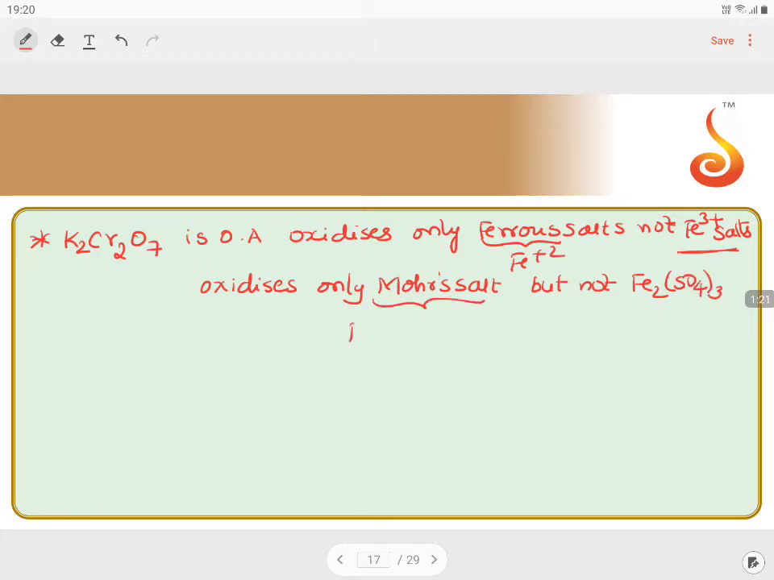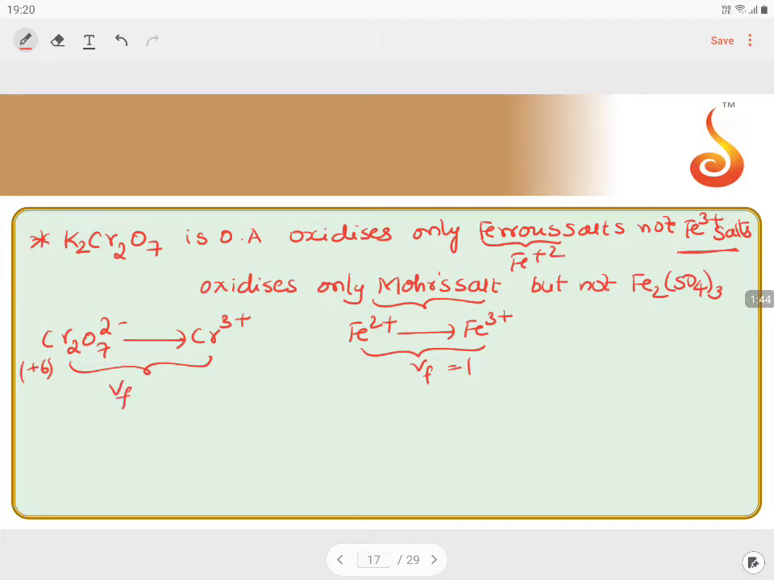Mohr's salt is a ferrous salt which will be oxidized to ferric salt, Fe3+, whose valency factor is equal to 1. K2Cr2O7 converts from Cr2O7 2- to Cr3+, where the valency factor is changing from +6 to +3, which is 3 into 2, 6. Valency factor 6. Now milliequivalents of K2Cr2O7 is equal to milliequivalents of Mohr's salt.